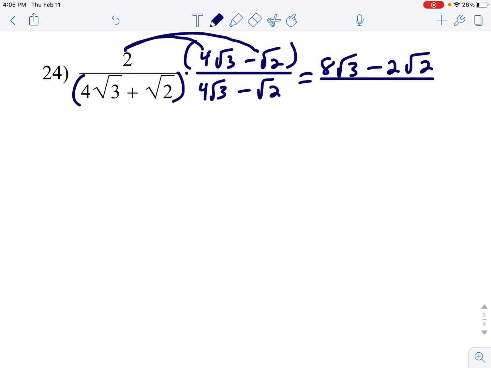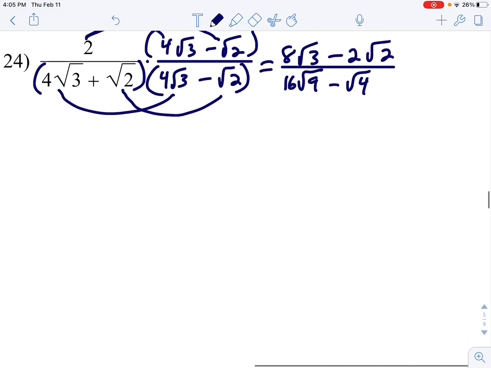The bottom is where I get to do the whole FOIL thing. So first is, let's see, 4 times 4 is 16, 3 times 3 is 9, 16 square root of 9. Once again, the outside and inside terms, that's going to be minus 4 square root of 6 plus 4 square root of 6. They cancel anyway, so let's just save ourselves the effort and not do that part. And then the last, positive square root of 2 times negative square root of 2 is negative square root of 4. What can I simplify? Well, you can do the square root of 9, right? And you can do the square root of 4, right? The top, you can't do anything to. So I'm just going to copy that down.